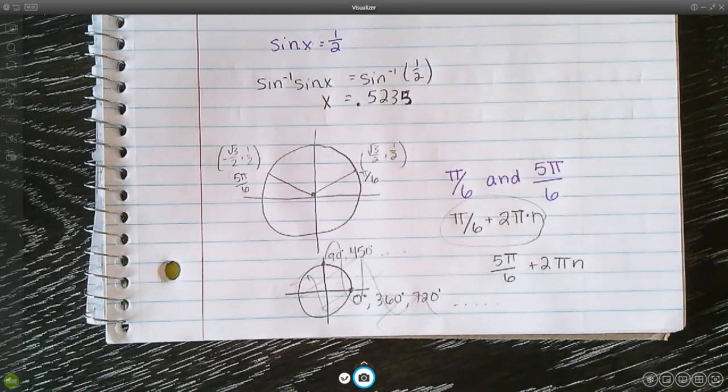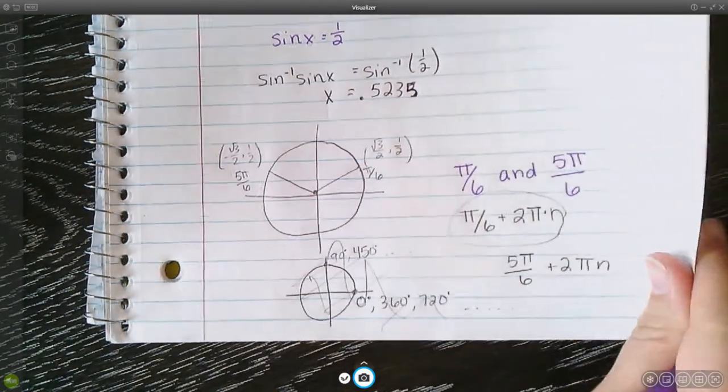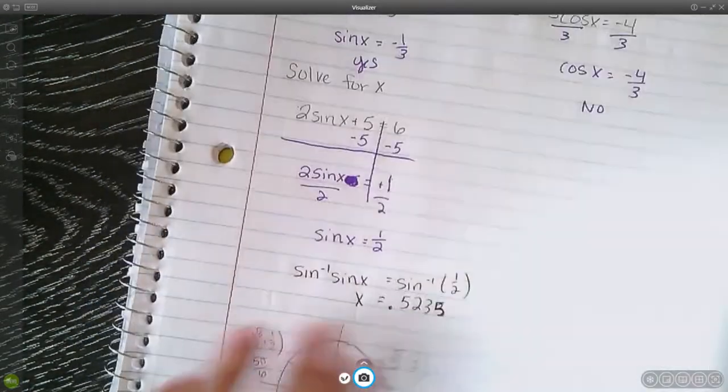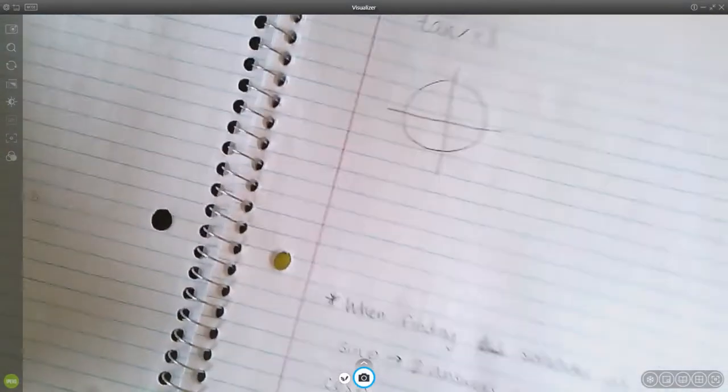Yep, that is a lot of work for one problem. It's a lot of understanding. So if you need to go back, rewatch it. Otherwise, we're going to do a few examples.